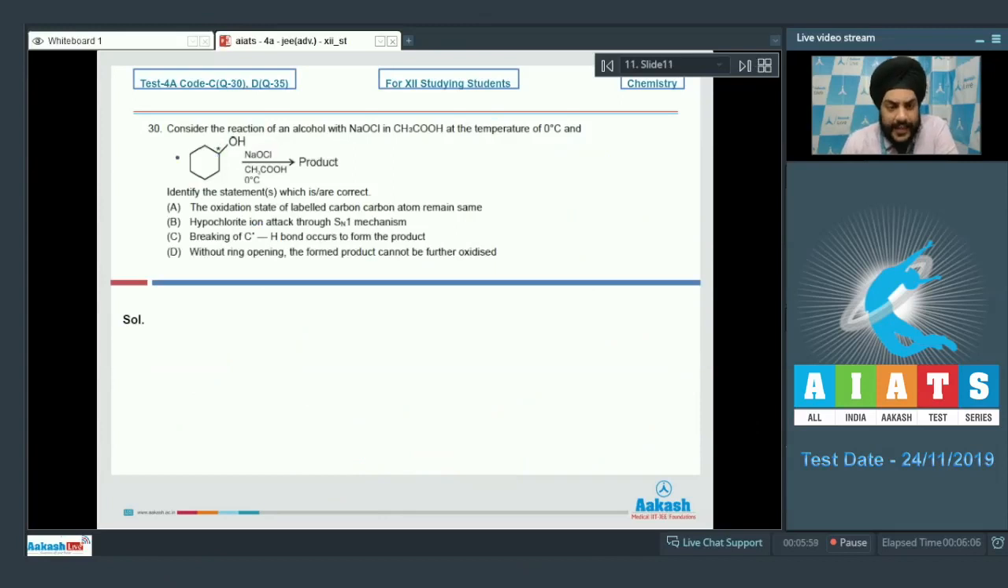Let us look at question number 30 now, students. Consider the reaction of an alcohol with NaOCl in CH3COOH at a temperature of 0 degrees C. So we have been given this reaction, students. This is a secondary alcohol with the carbon being labeled over here. It is allowed to react with NaOCl. So students, this NaOCl is an oxidizing agent. It is going to convert this alcohol into a ketone. Students, the product which is formed is going to be cyclohexanone with the carbon atom labeled.